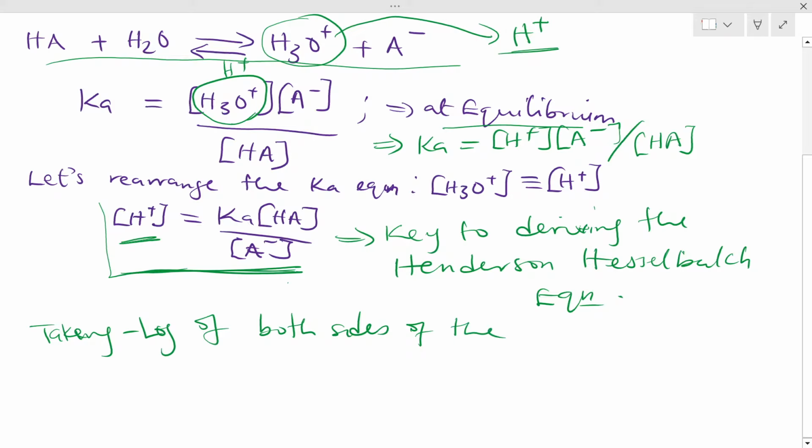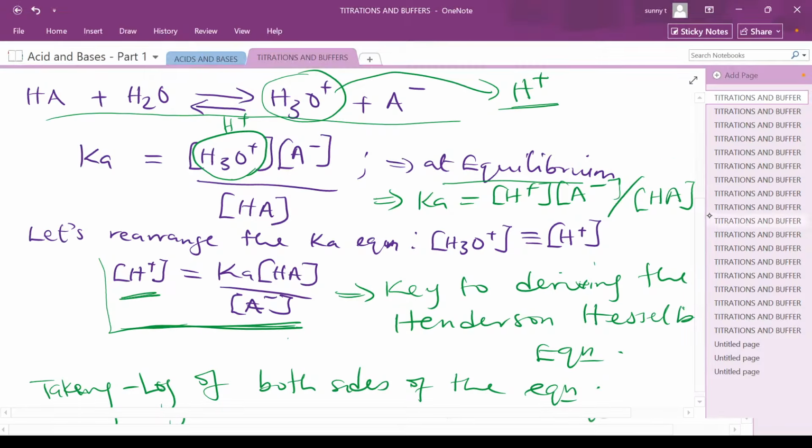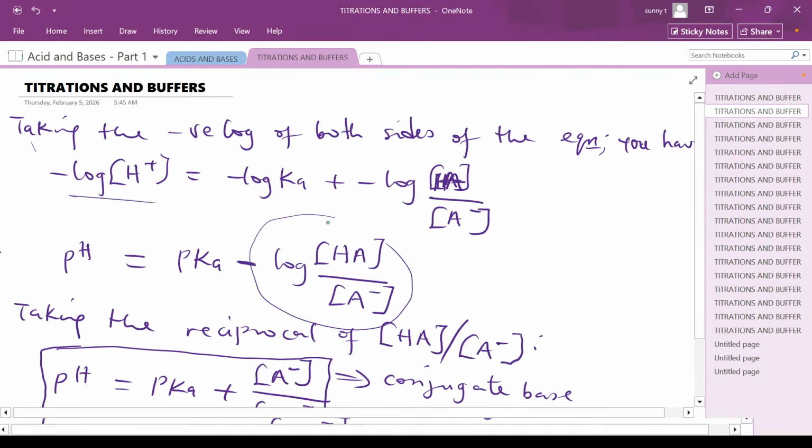Of the equation. When you take the negative log, there's an equality sign here, so you take the negative log of both sides. That means you will input negative log here and negative log here. This very next step is leading you directly to the derivation of what? The Henderson-Hasselbalch equation. Please take note. Alright, and that's what you have on the next page right here.